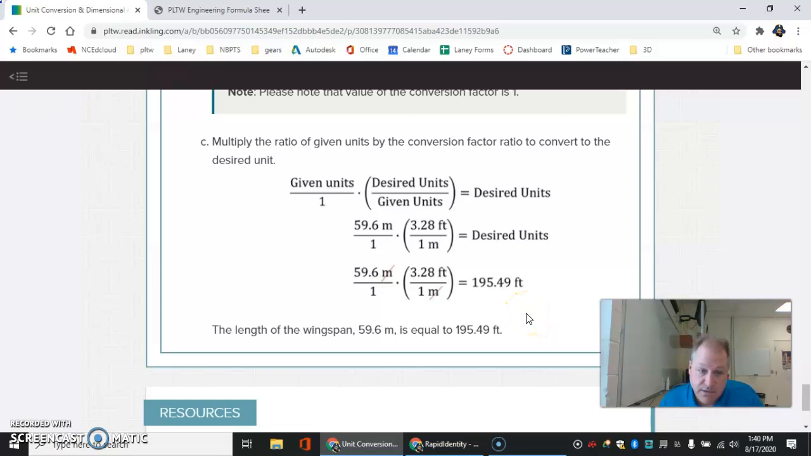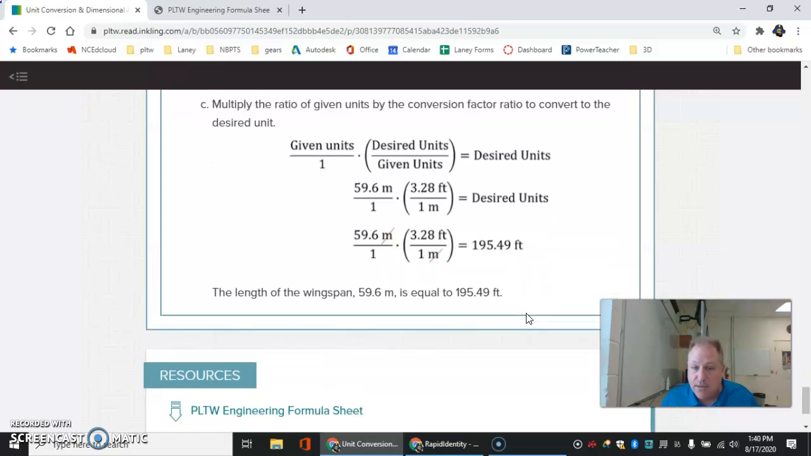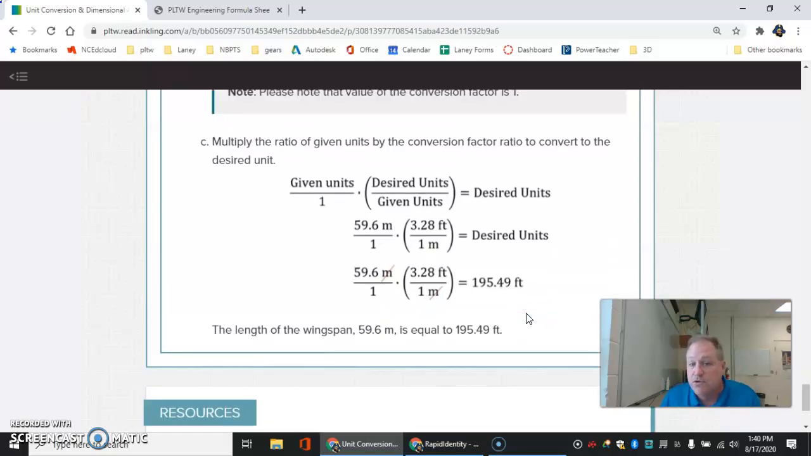So that gives me a conversion of 195.49 feet. With a little repetition, this becomes quite easy, but sometimes we will have multiple conversions that we need to make. So this is a simple one-step conversion, but we're going to do some examples with multiple conversions.